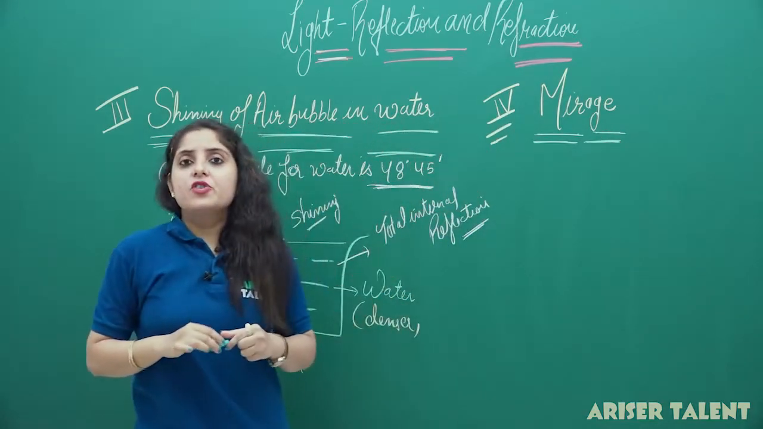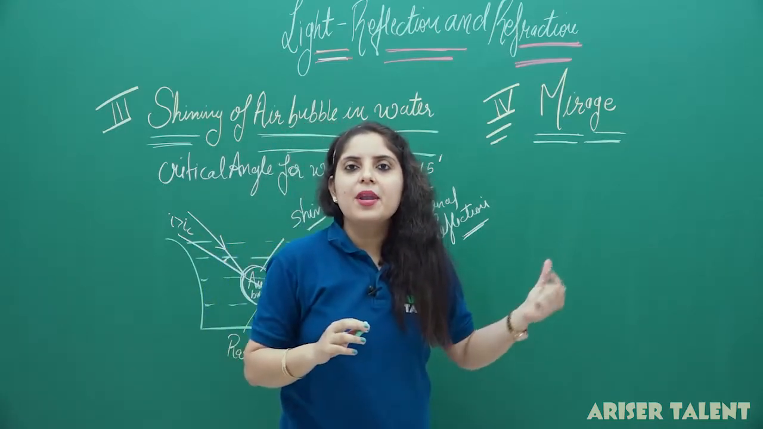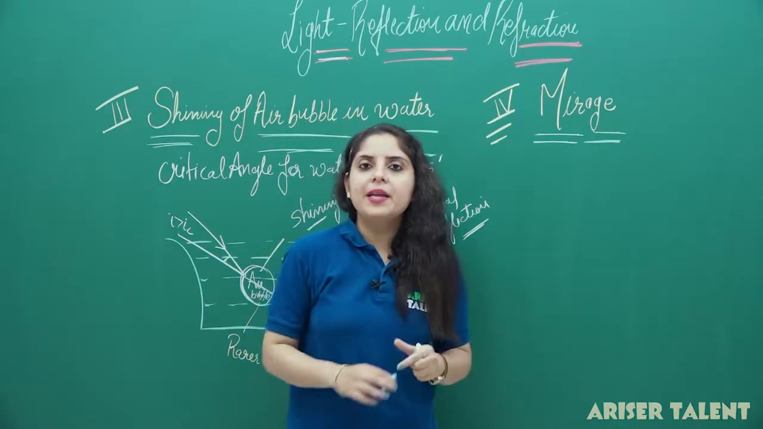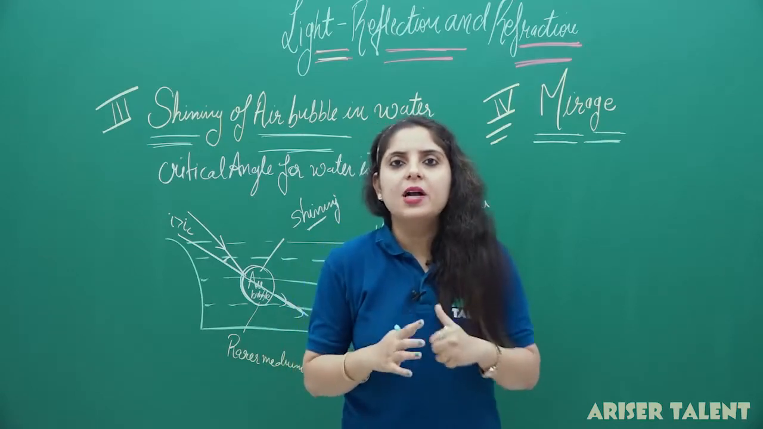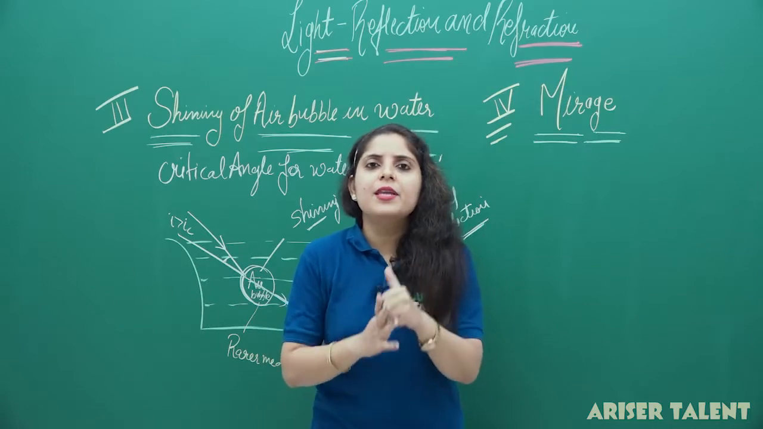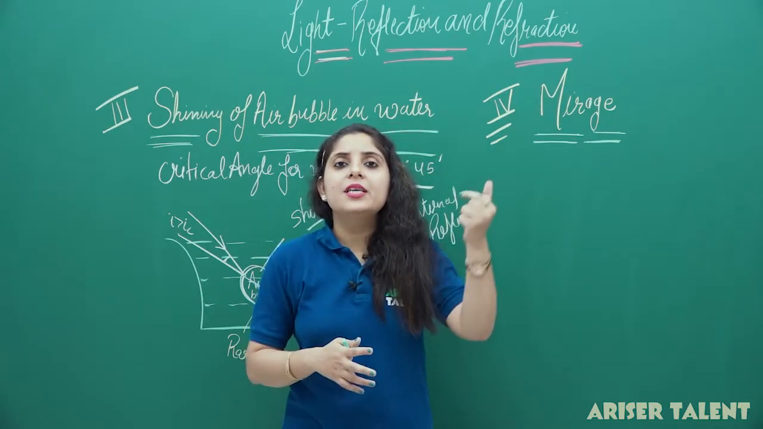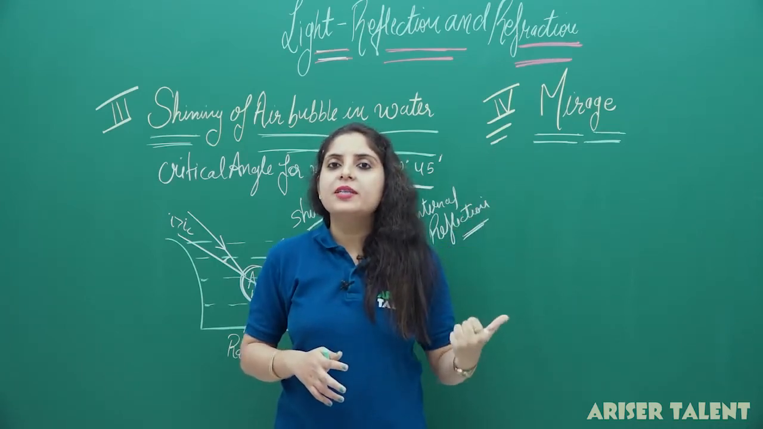Now what is a mirage? This is a very interesting phenomenon that you have generally observed in deserts. It is actually an optical illusion. As deserts are very hot, you are able to see the inverted image of an object in the desert.